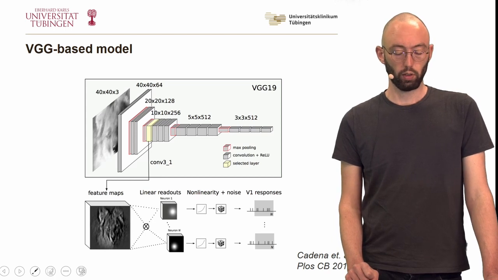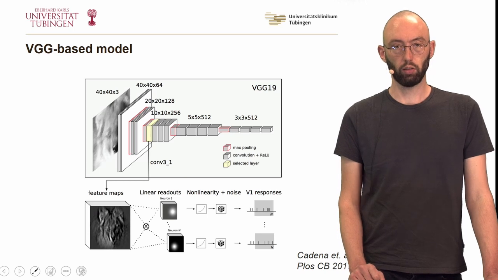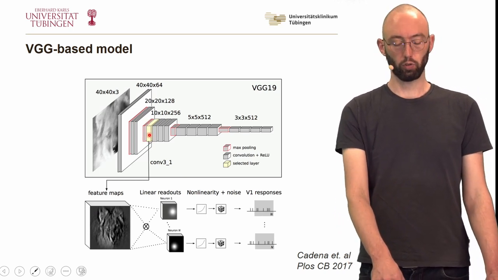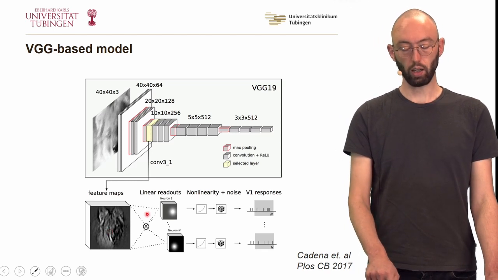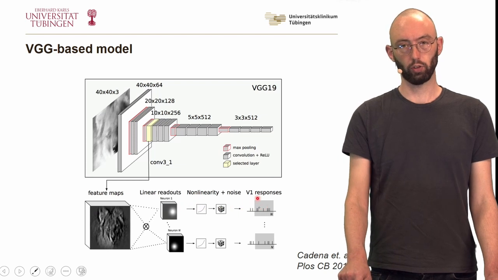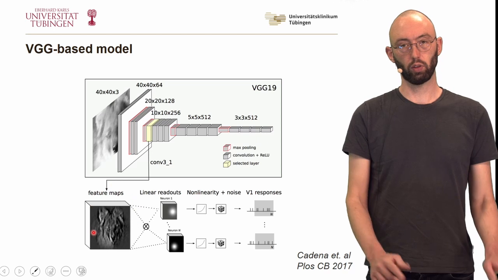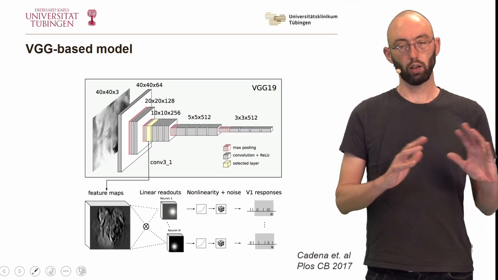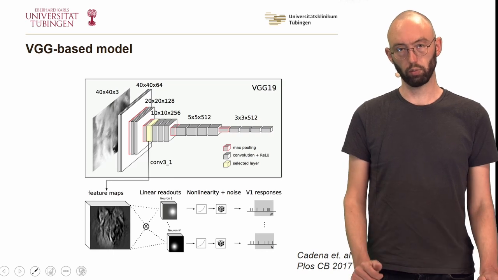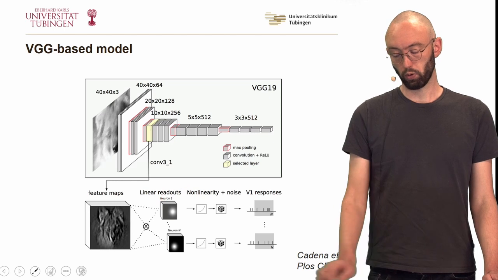The authors then used a VGG-based model where they simply used the parameters of a pre-trained VGG to compute a representation in a certain feature map and then trained linear readouts to model the activity of the neurons. So this part was kept fixed. In this case, they didn't learn an entire feature space, but they used the feature space from object recognition or object classification to predict neural activity. And just this readout was learned.